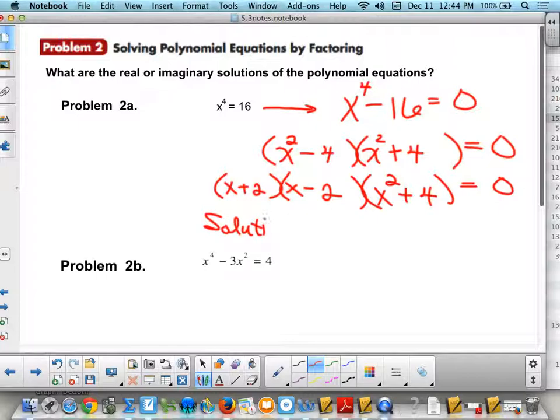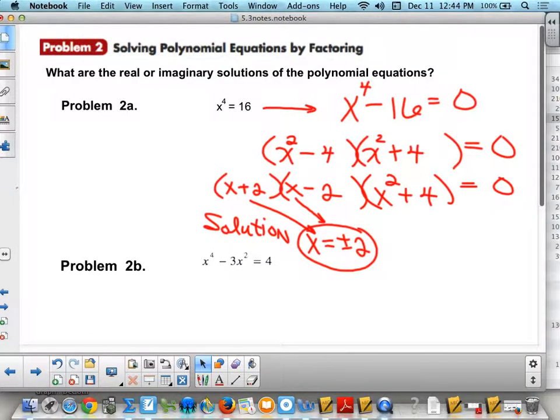Well, I think this one and this one are pretty easy. What are they? Negative 2 and positive 2. So could I just say that plus or minus 2 are your solutions? Yeah. But now go to the next one.